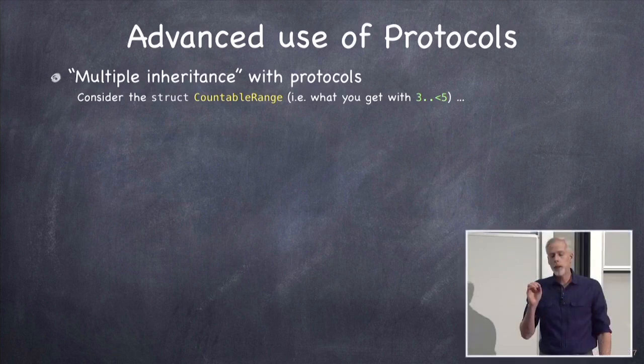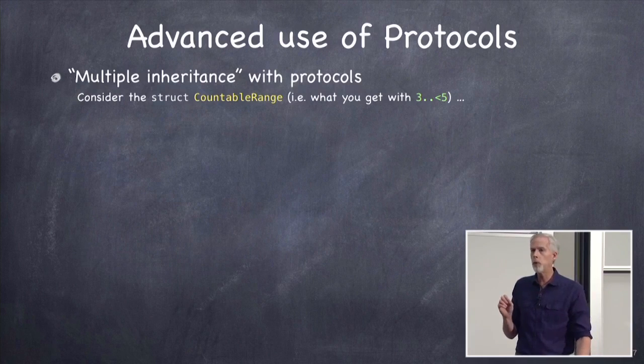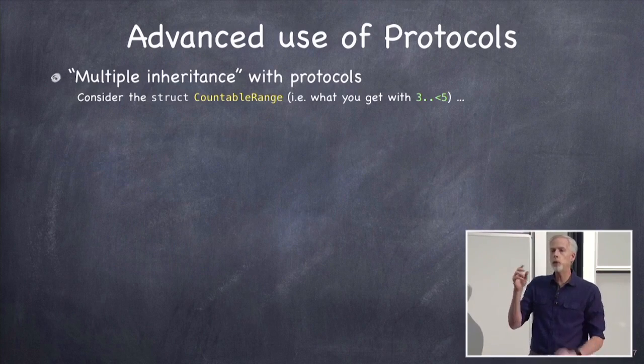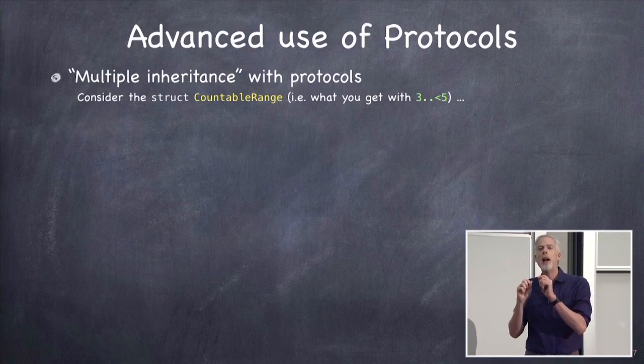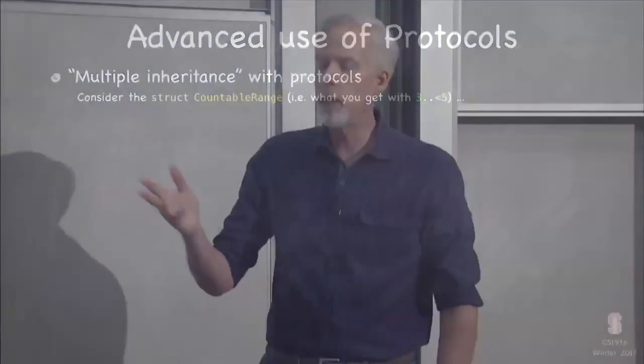Again, remember that you kind of get multiple inheritance with protocols, and I'm going to show you an example here with CountableRange. So CountableRange is the type of struct you get if you use 3..<5. Remember I showed you that? Like if you're doing a for in and you want to go from 3 to 5 not inclusive, use 3..<5, you get this CountableRange. Well, let's think about what CountableRange is. CountableRange is a struct that implements a ton of protocols.